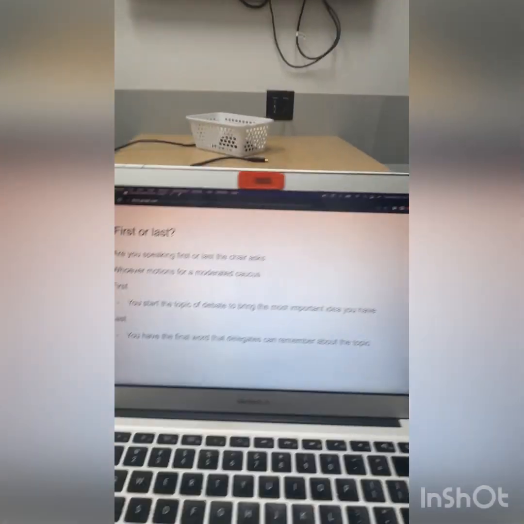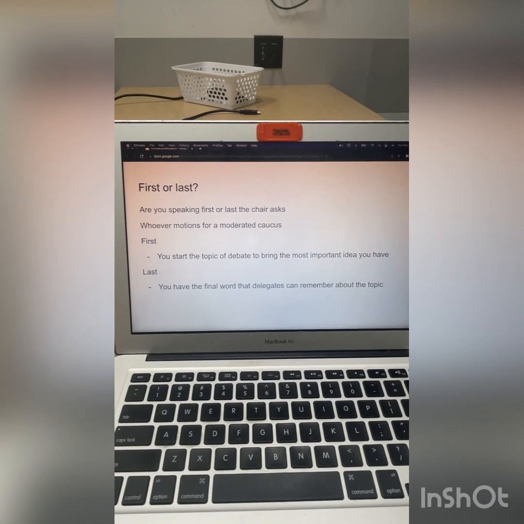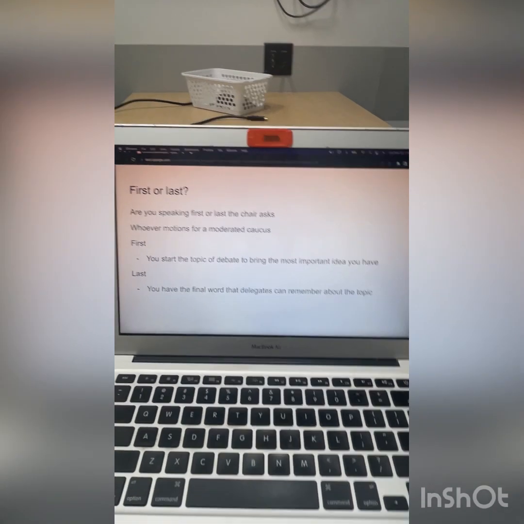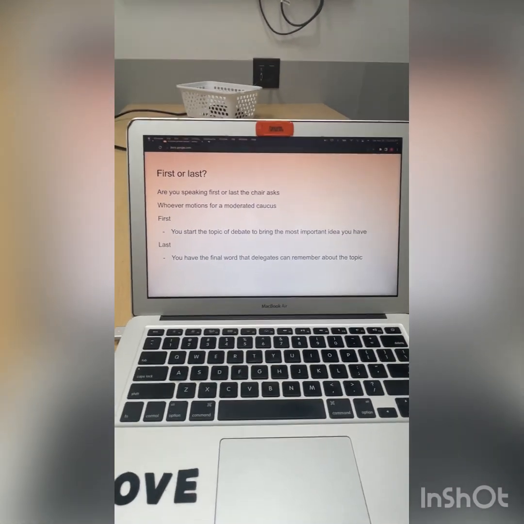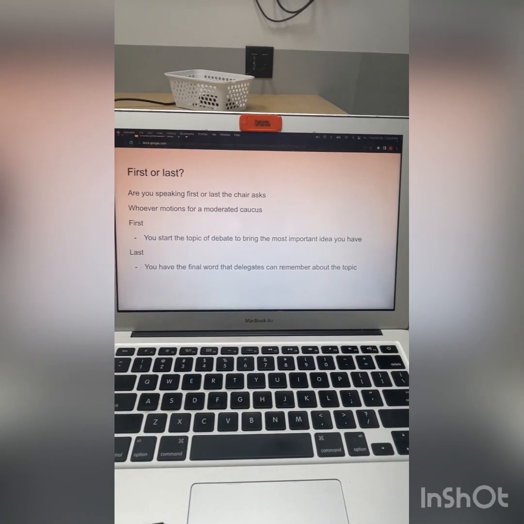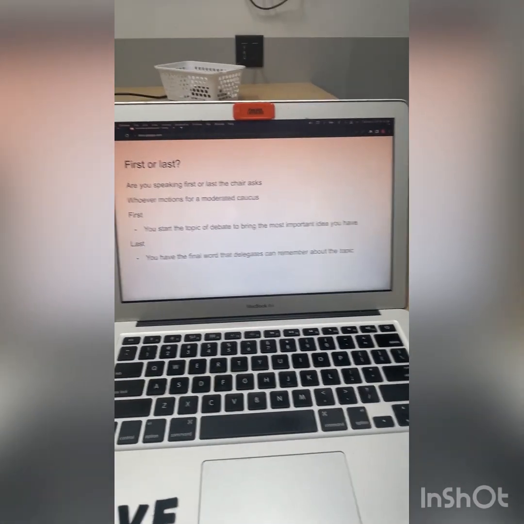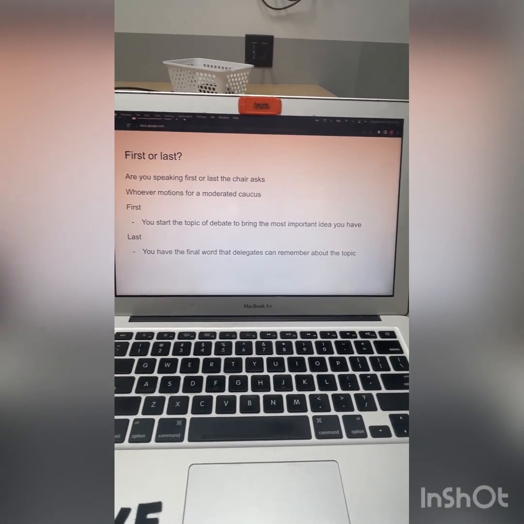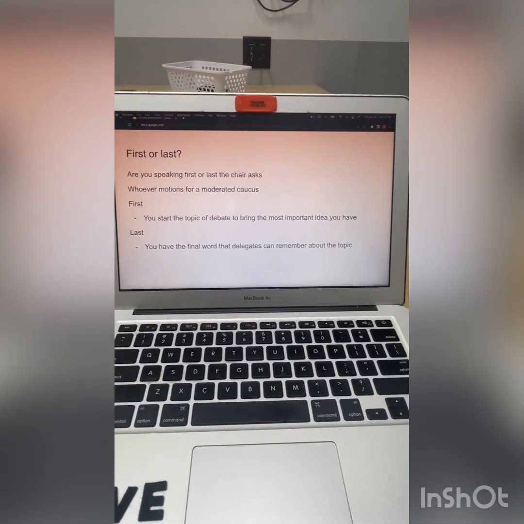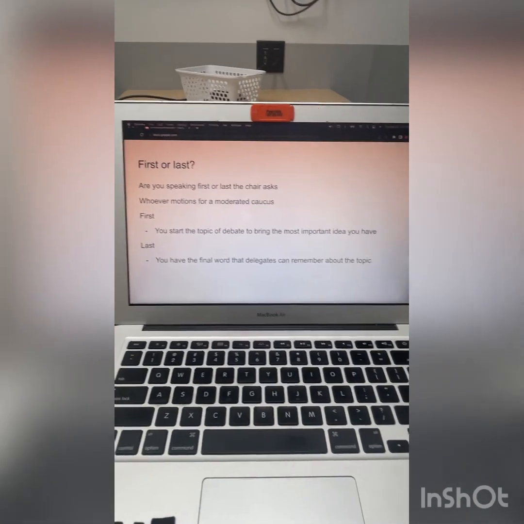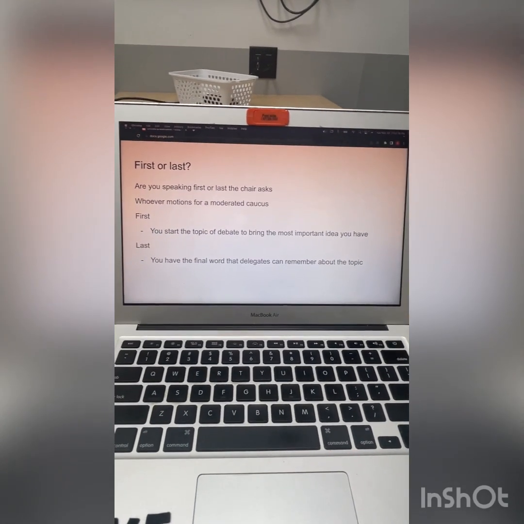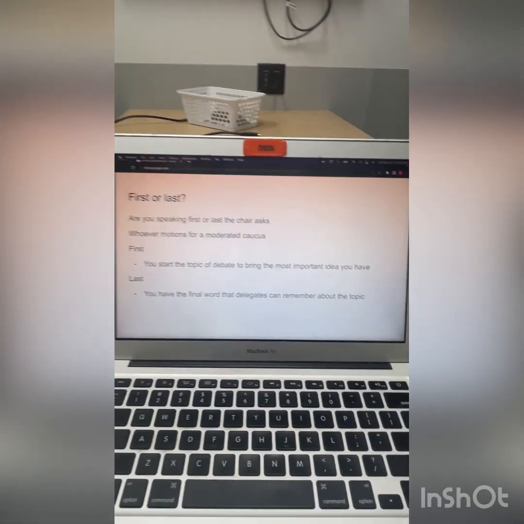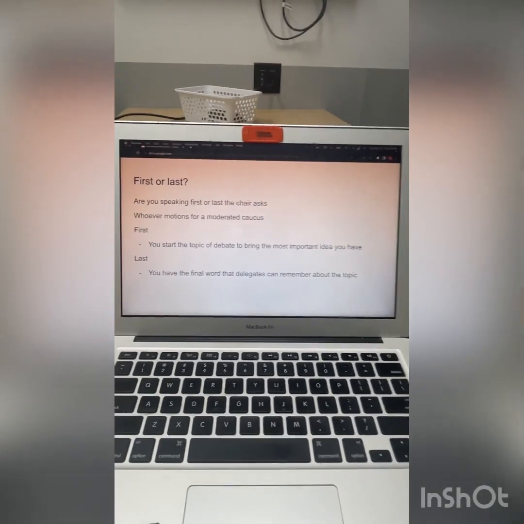First and last. When you motion in a moderated caucus to speak, you are going to be asked if you want to speak first or last. So here are the pros and cons of speaking first and last. If you're the one that asked for the moderated caucus, you're the one that gets this option because you are the one that motioned for it. If you speak first, you get to start the debate topic off and bring the most important idea you have, and let everyone know that, and then they can start forming debates around that topic. If you are the last person to speak, you have the final word that delegates remember from that topic. So it is your choice.